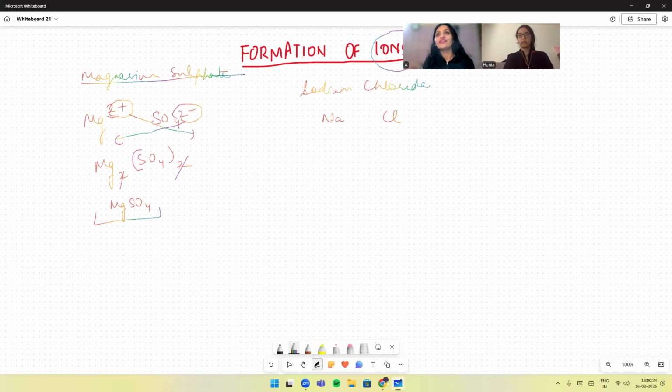Sodium is 11, so it is +1. And what about chlorine? Chlorine is 17, so it's going to gain 1, so it's -1. Good. Now the valency of sodium goes to chlorine and the valency of chlorine goes to sodium.